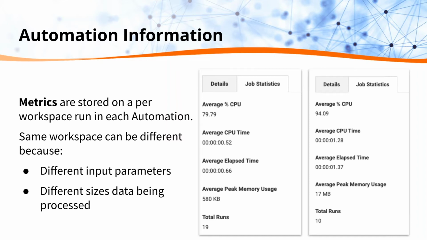One of them, the peak memory is 17 megabytes. The other one is 580 kilobytes and things like that. So again, those job metrics are really key. As you build bigger and bigger automations, you want to know where the time is being taken. So now you can look from workspace to workspace to find out exactly where the time is being taken in your automation. And that's the other area where we've done that.